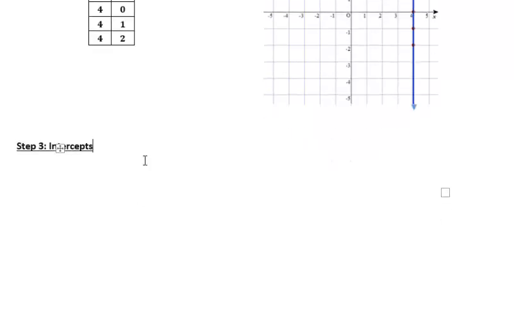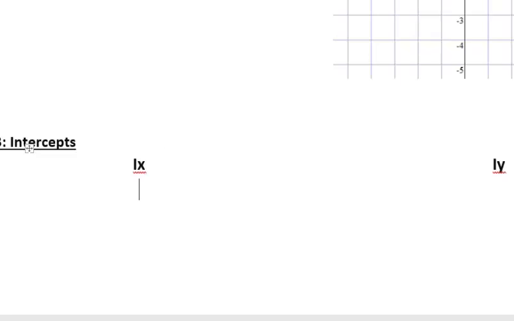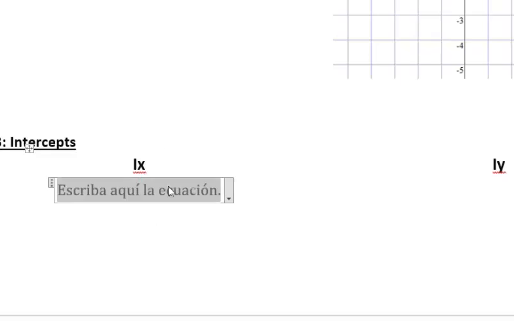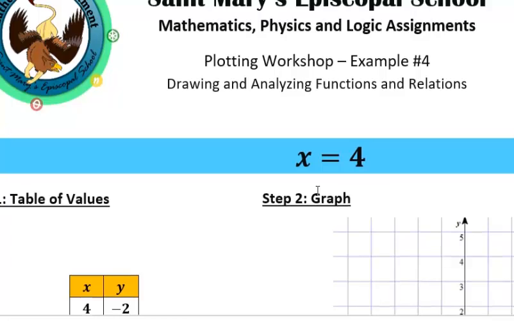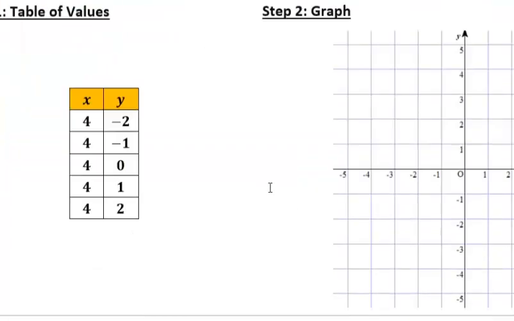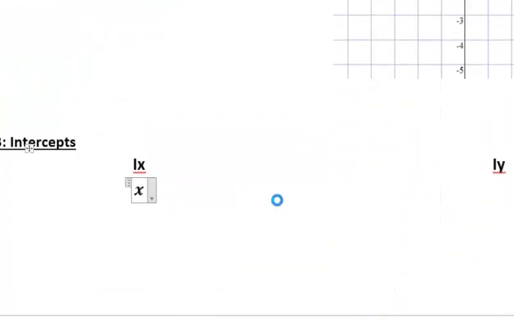Remember that we have 2 types of intercepts. One is the x-intercept, the other one is the y-intercept. For the x-intercept, I'm going to copy the formula of the exercise, x equals 4. I'm not going to put y because you cannot change an x with a y. They're not the same thing, so that would be changing the exercise itself.